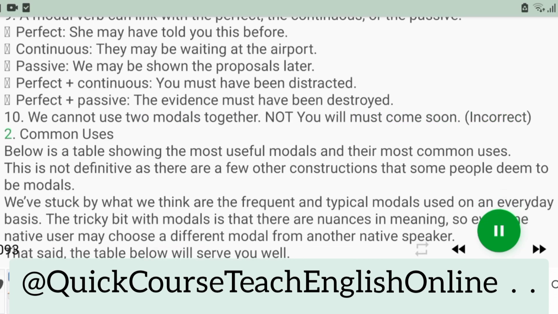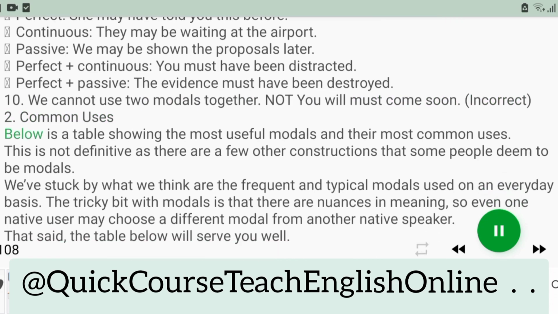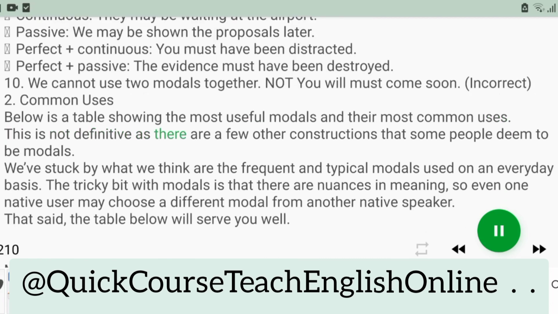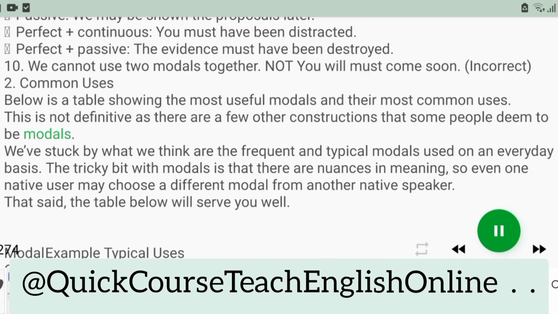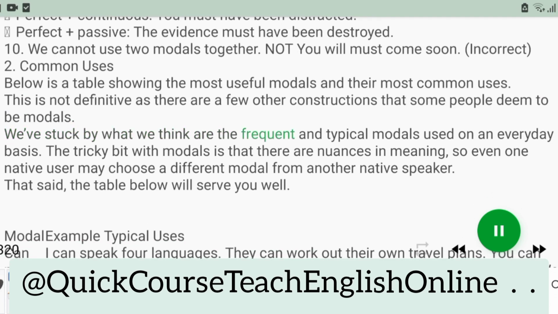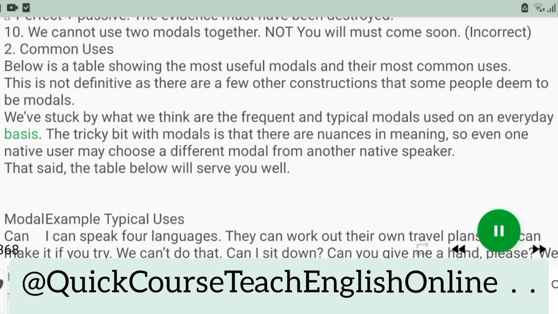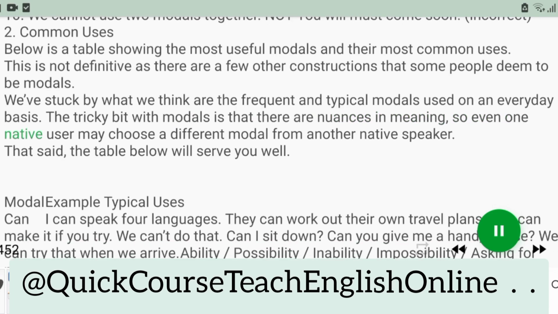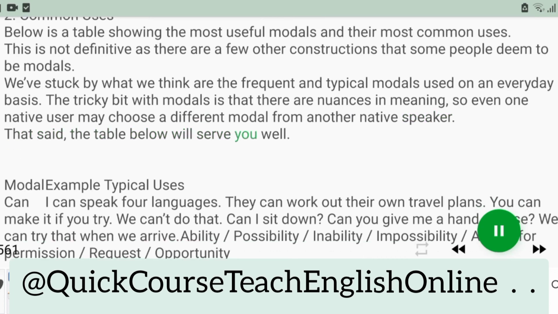Incorrect. 2. Common uses. Below is a table showing the most useful modals and their most common uses. This is not definitive as there are a few other constructions that some people deem to be modals. We've stuck by what we think are the frequent and typical modals used on an everyday basis. The tricky bit with modals is that there are nuances in meaning, so even one native user may choose a different modal from another native speaker. That said, the table below will serve you well.